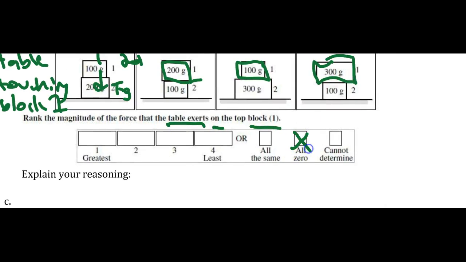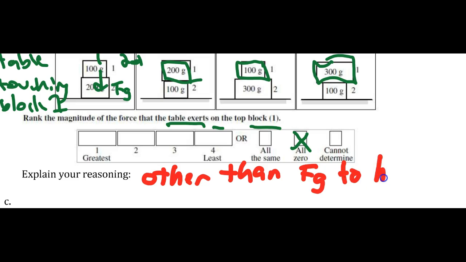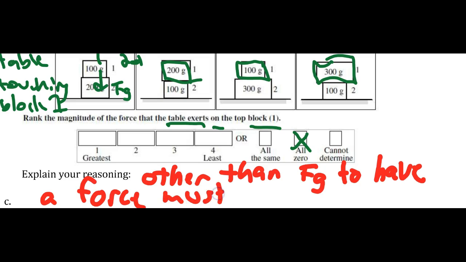My explanation: other than the force of gravity, to have a force, objects must be touching. Again, we saw that the table is not touching the top box.